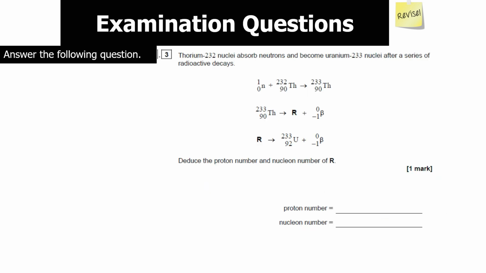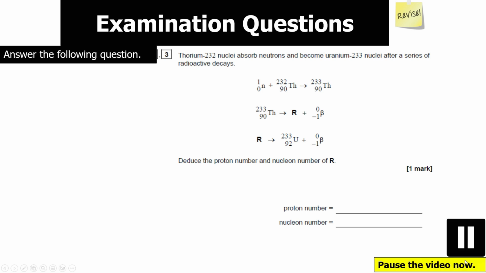So this next question says the thorium-232 nuclei absorb neutrons and become uranium-233 nuclei after a series of radioactive decays. Deduce the proton number and the nucleon number of R. So pause the video now, then unpause the video when you want to go through your answer.